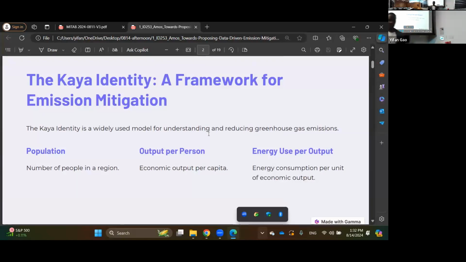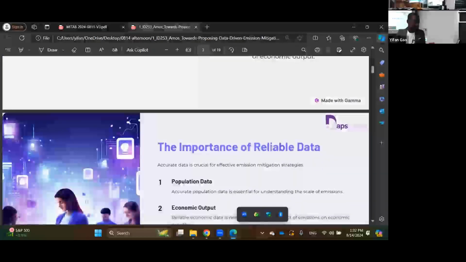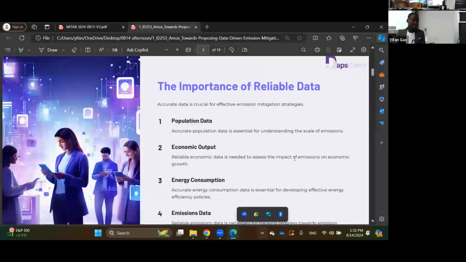We refer to this famous equation, the Kaya identity. And then we found population here as a key metric, because almost the whole model is designed based on population. So data about people is relevant for the emission transition modeling. However, evidence that we have suggests data reliability for Ghana and other African countries is really a trouble.